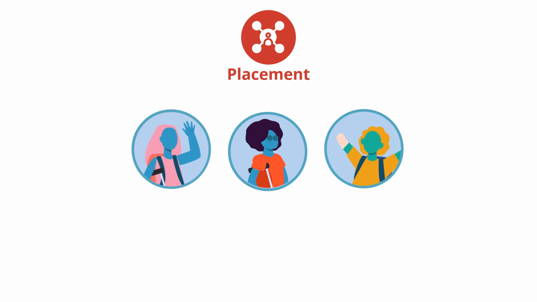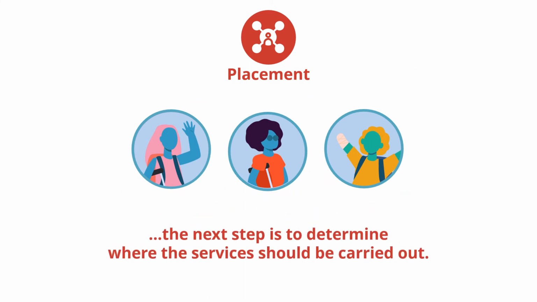Placement. Once the team decides what services and supports are necessary for the student, the next step is to determine where the services should be carried out. This is called placement. A student's placement might be a general education classroom, special education classroom, special program, or special school. The student must be served in the least restrictive environment, LRE, appropriate for that child.